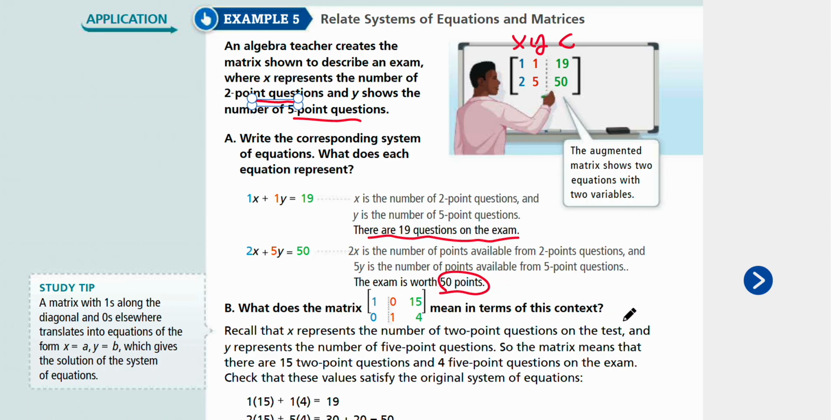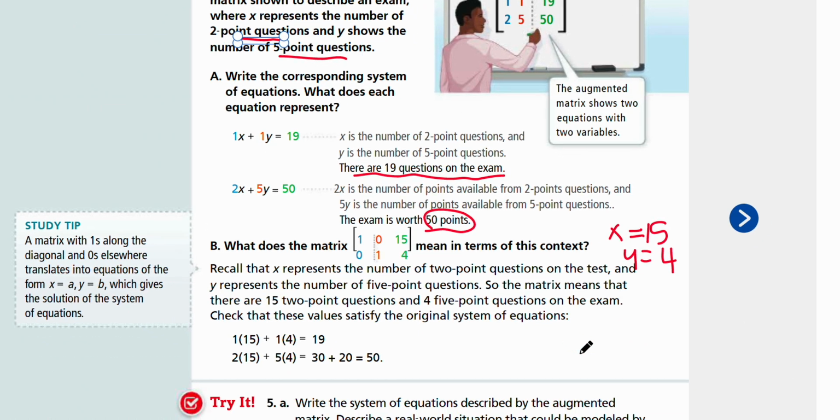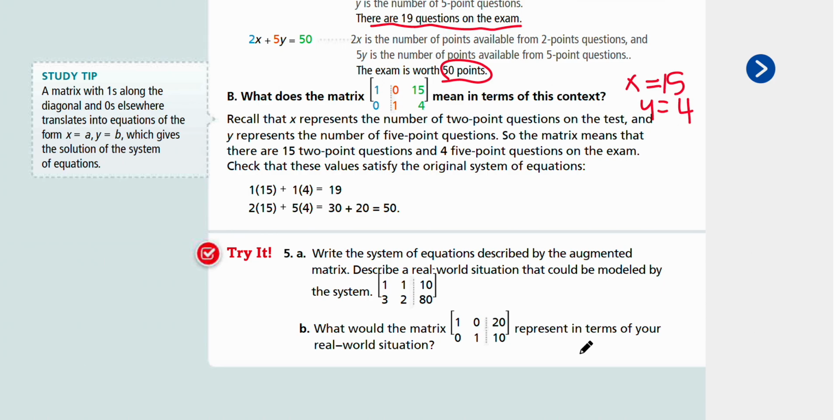So let's look at part B. What does the matrix 1, 0, 15, 0, 1, 4 mean in terms of this context? If we have the same context, but a different matrix, what would this mean? So let's rewrite this into equations. x equals 15, y equals 4. So that would mean that we have 15 2-point questions and 4 5-point questions, right? Easy.